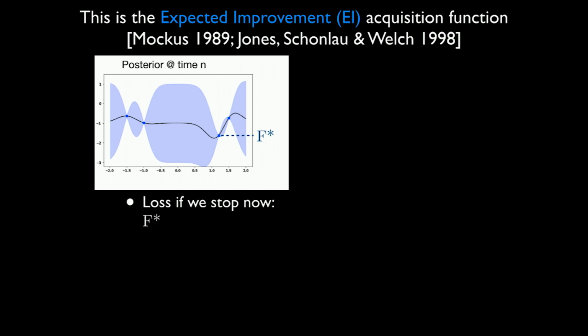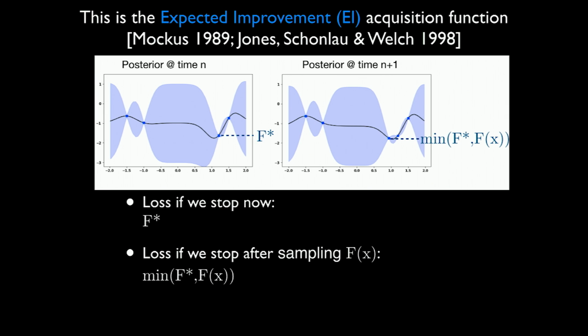If I were to stop now and report as my final solution to the optimization problem the best value that I had evaluated, I would suffer some loss. Okay? And that loss would just be that minimum value, which I'll call f star. On the other hand, if I do one more evaluation, that's going to change my posterior, and it's going to reveal the value of the objective at the new point that I choose to evaluate, f of x. And if I were to stop and report a solution after that new evaluation, its value would just be the minimum of the old optimal solution and the new point that I had evaluated.